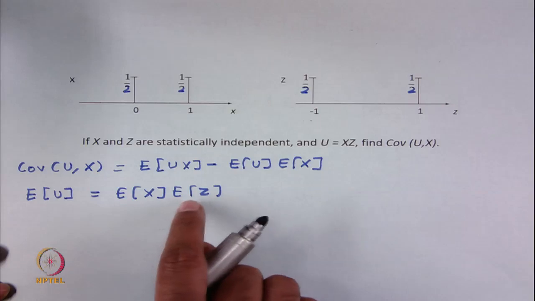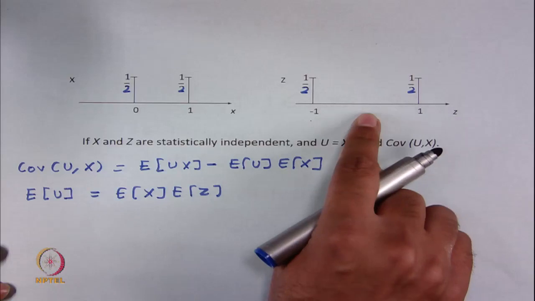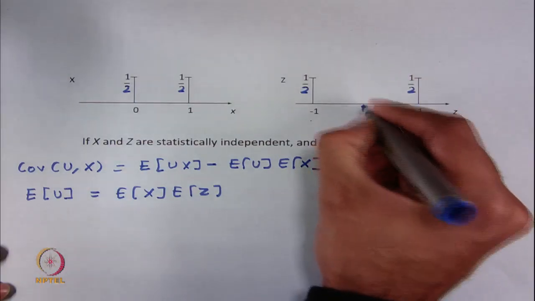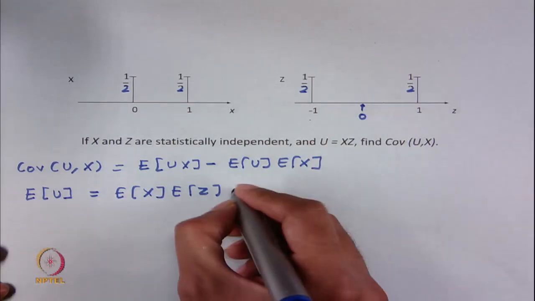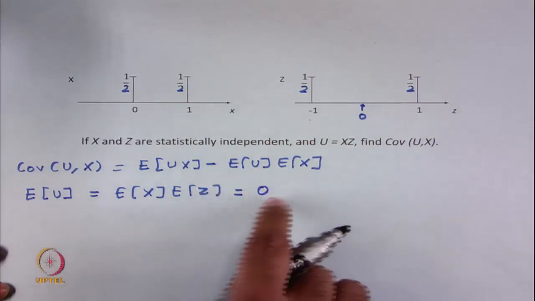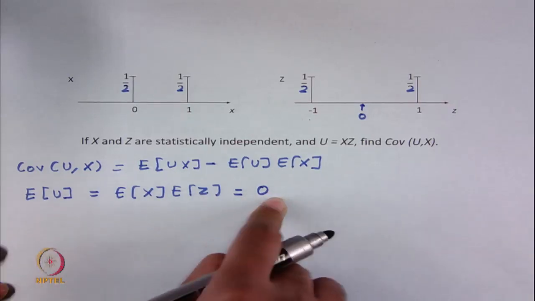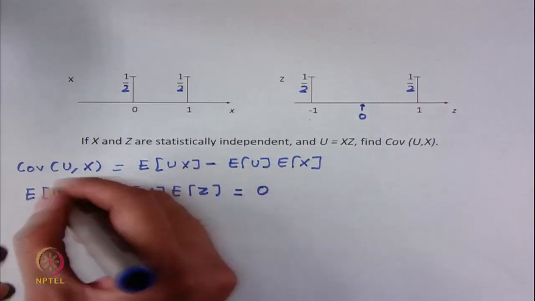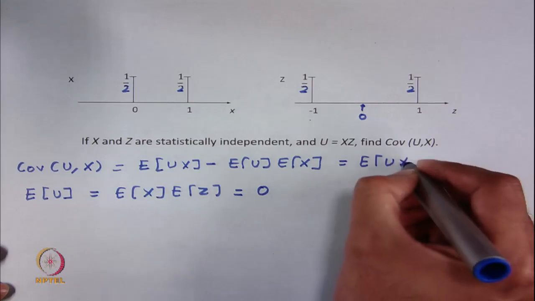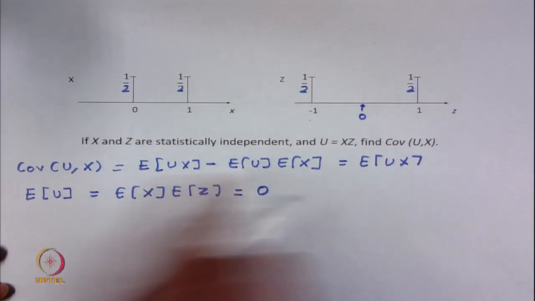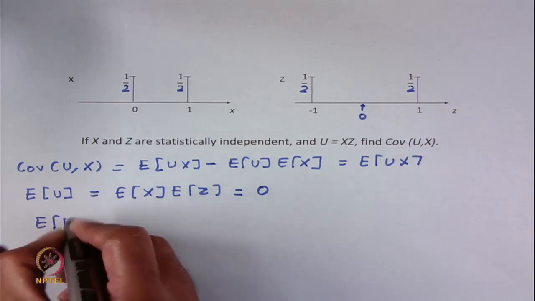Now, if you look at the expected value of z, where is its center of gravity? The center of gravity will be at 0. So the expected value of z is 0, and I wind up with the expected value of u also being 0. So the covariance of u and x reduces to the expected value of u x, because the expected value of u is 0. Now, what is the expected value of u x?